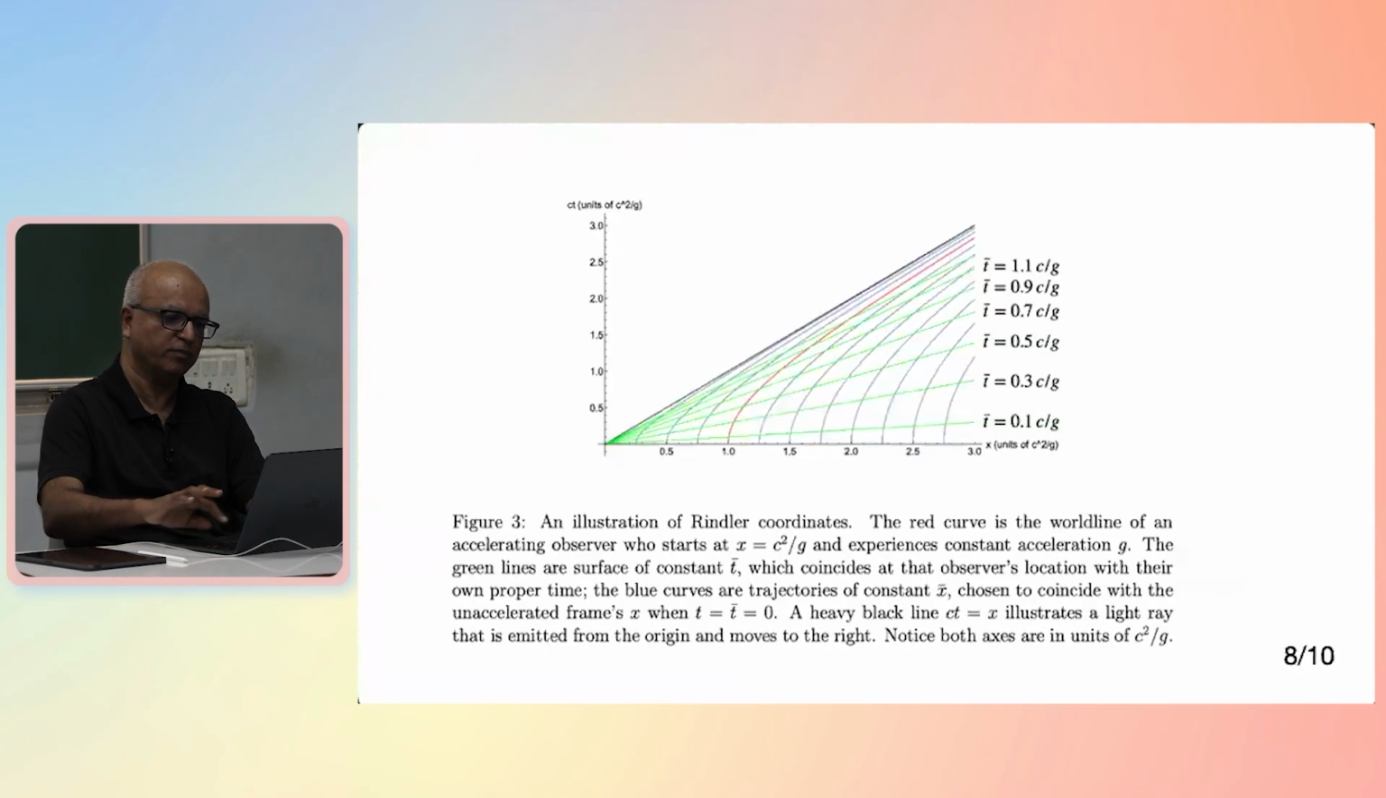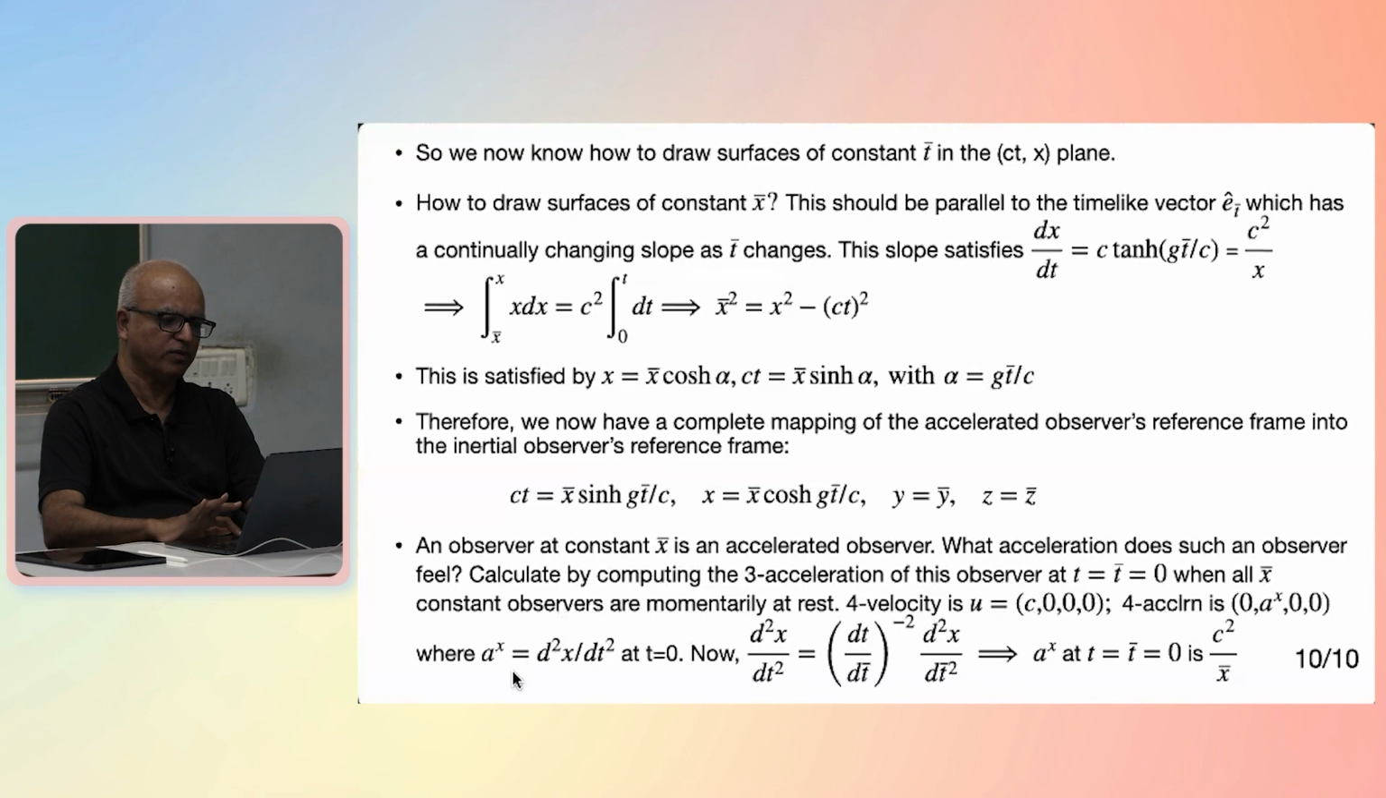So, in this diagram all these hyperbolae are different accelerating observers with different values of x bar, expressed in units of c square by g. This is a very simple calculation. All you need to do is compute the 3-acceleration, because we know the 3-acceleration as measured in the MCRF. At t equals t bar equals 0, all constant x bar observers are momentarily at rest. Everybody is starting at rest at t equals t bar equals 0, but with different values of x bar.